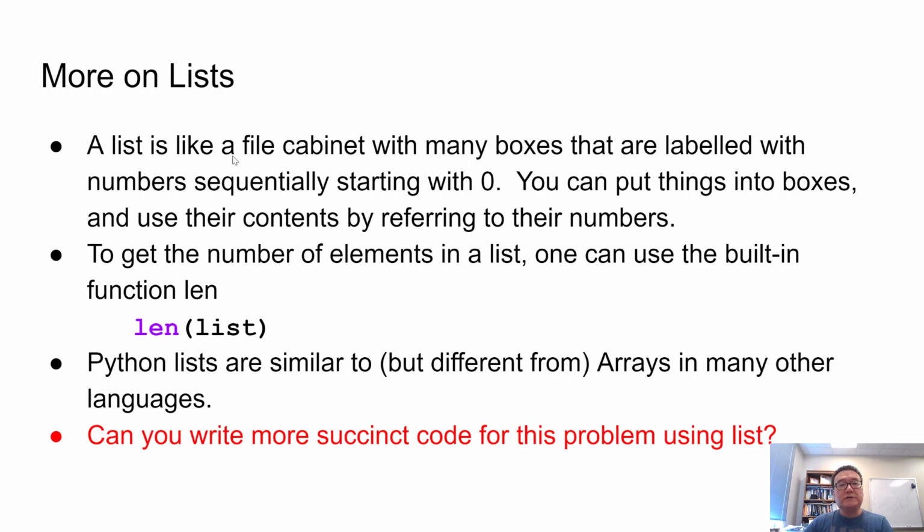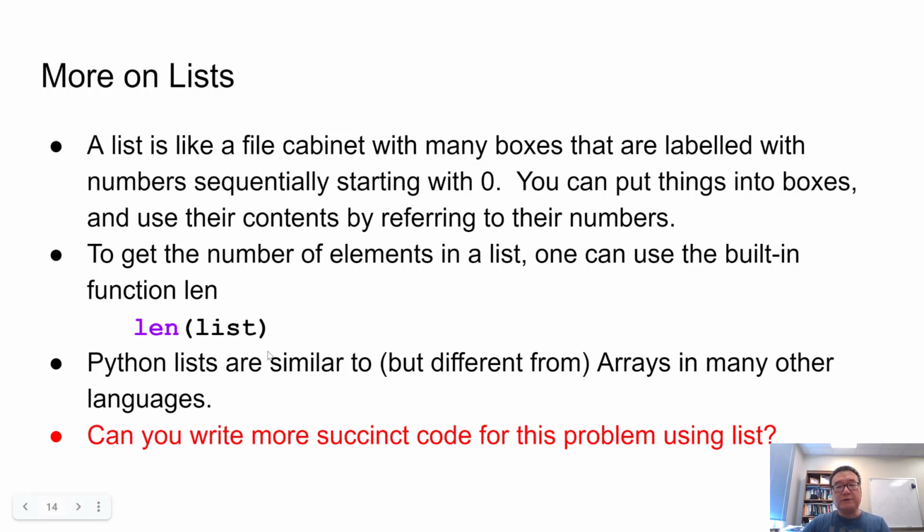So you can think of a list as a file cabinet. It has many boxes, and they are labeled with numbers. And the numbers are sequential, and they start with 0. You can put things into boxes, and you can take things out, and you do that by referring to their numbers. And to get the length of the list, which means the number of elements in the list, we can use the built-in function len. So you throw in a list value here, and this will give you the number of items in that list.